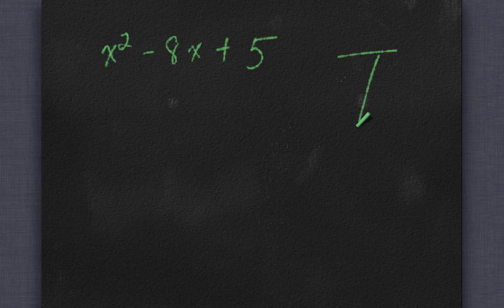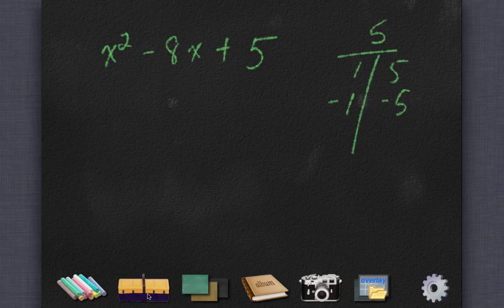So let's say that I have something like this. And I come over here and I say, okay, I need something that multiplies together to give 5. So it's either 1, 5 or negative 1, negative 5. But that makes negative 6 and that makes positive 6, and neither one of those is negative 8. So what do I do? So now there's a technique called completing the square.